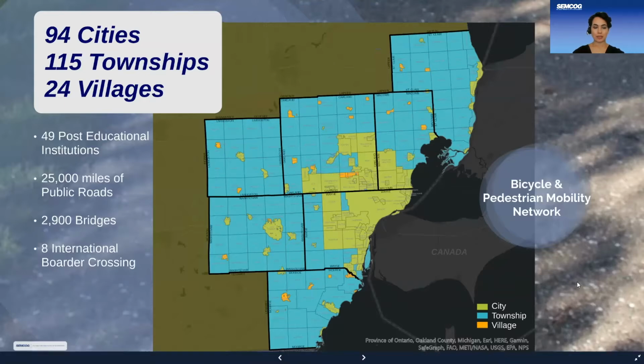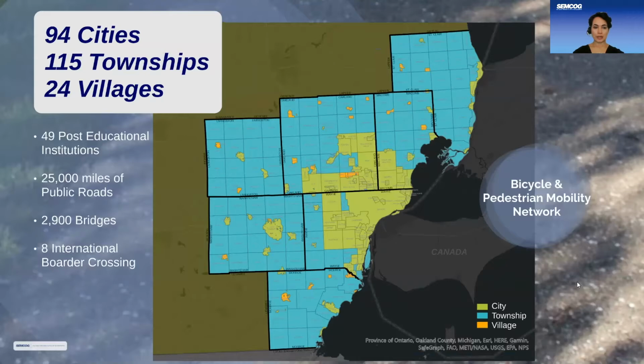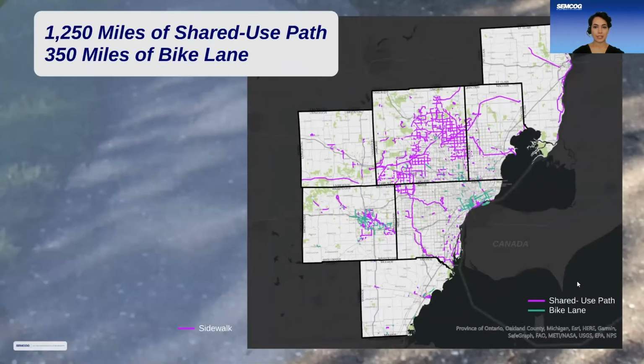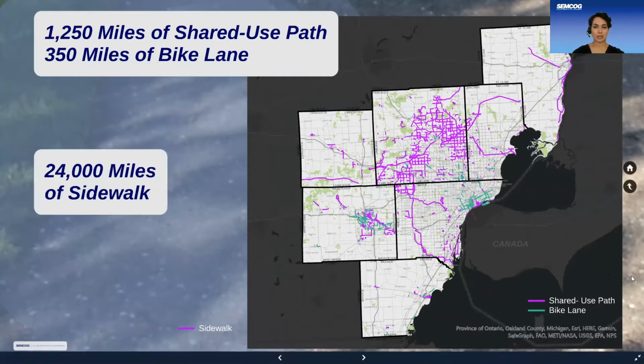Southeast Michigan region also includes 49 post-educational institutions, over 25,000 miles of public roads, over 2,900 bridges, and 8 international border crossings. And as it relates to my presentation today, I would like to provide you with more information about the Southeast Michigan Bicycle and Pedestrian Mobility Network. Southeast Michigan region includes over 1,200 miles of shared use path, 350 miles of bike lane, and 24,000 miles of sidewalk.